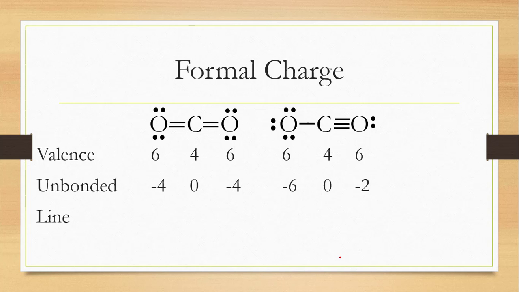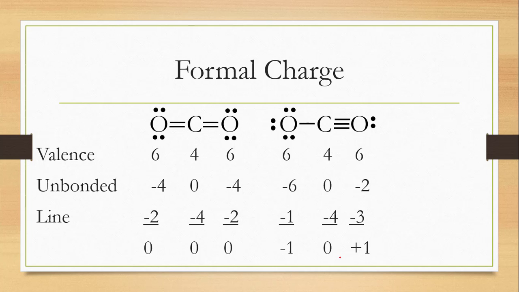When you look at the number of lines going to the element, this oxygen has 2. Once again, we're going to put a minus sign because we're subtracting. This carbon has 4. This oxygen has 2. This oxygen has 1. The carbon has 4. This oxygen has 3. So now we're going to add up each column and get the formal charge on each element. So in the first structure, each of the elements has a formal charge of 0. If you add up the 3 zeros, you get 0. That is the charge on the molecule.